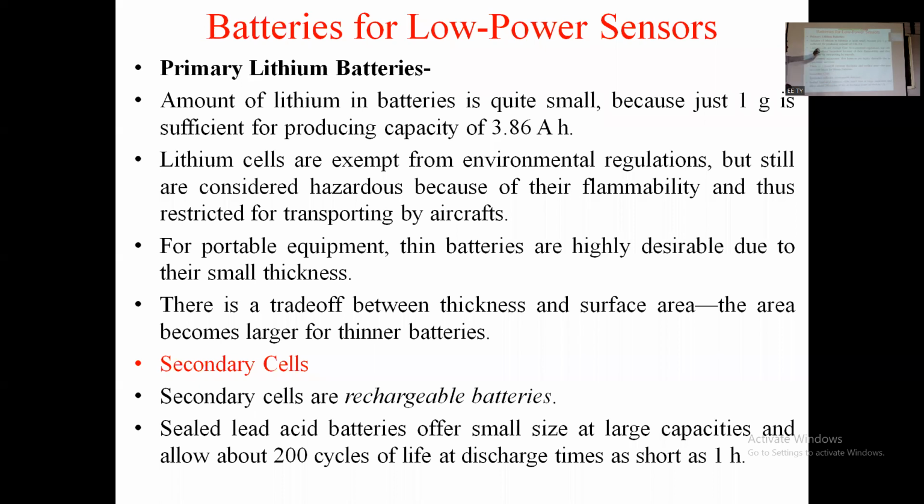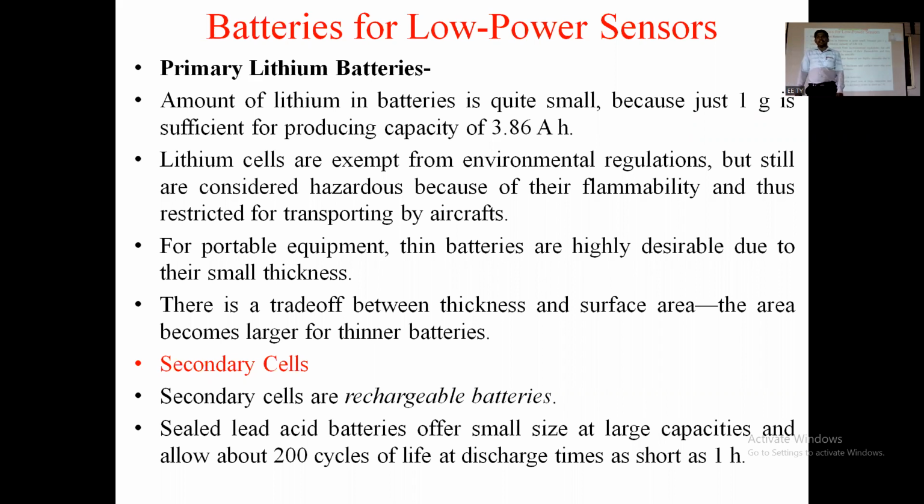So this is an advantage. Lithium cells are exempt from environmental regulation, but are still considered hazardous because of their flammability. So this is one disadvantage. It is hazardous because it is flammable, and thus restricted for transport by aircraft.